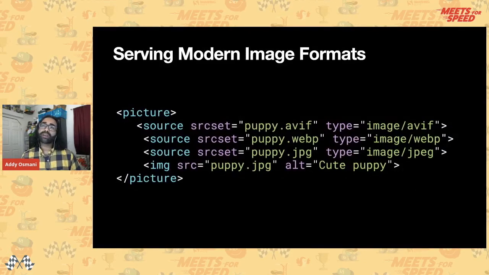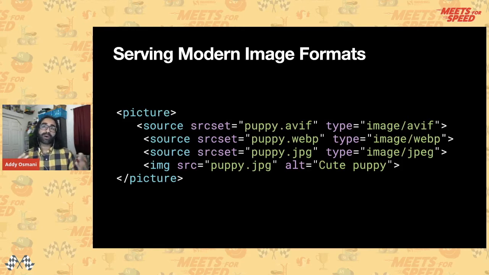Now, when it comes to serving modern image formats, you have a few different options available to you. Content negotiation using accept headers is something I mentioned earlier. For a lot of folks, you'll probably be using the picture tag. Now, the picture tag in art direction allows us to serve different images depending on a user's display.